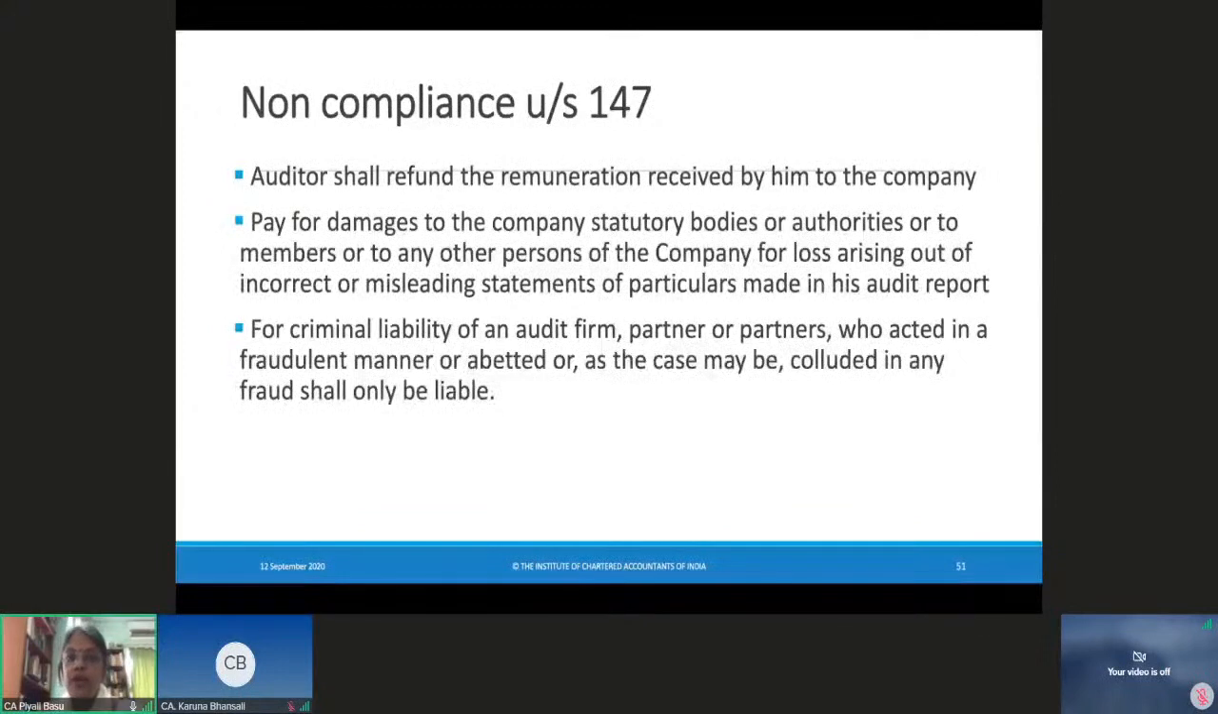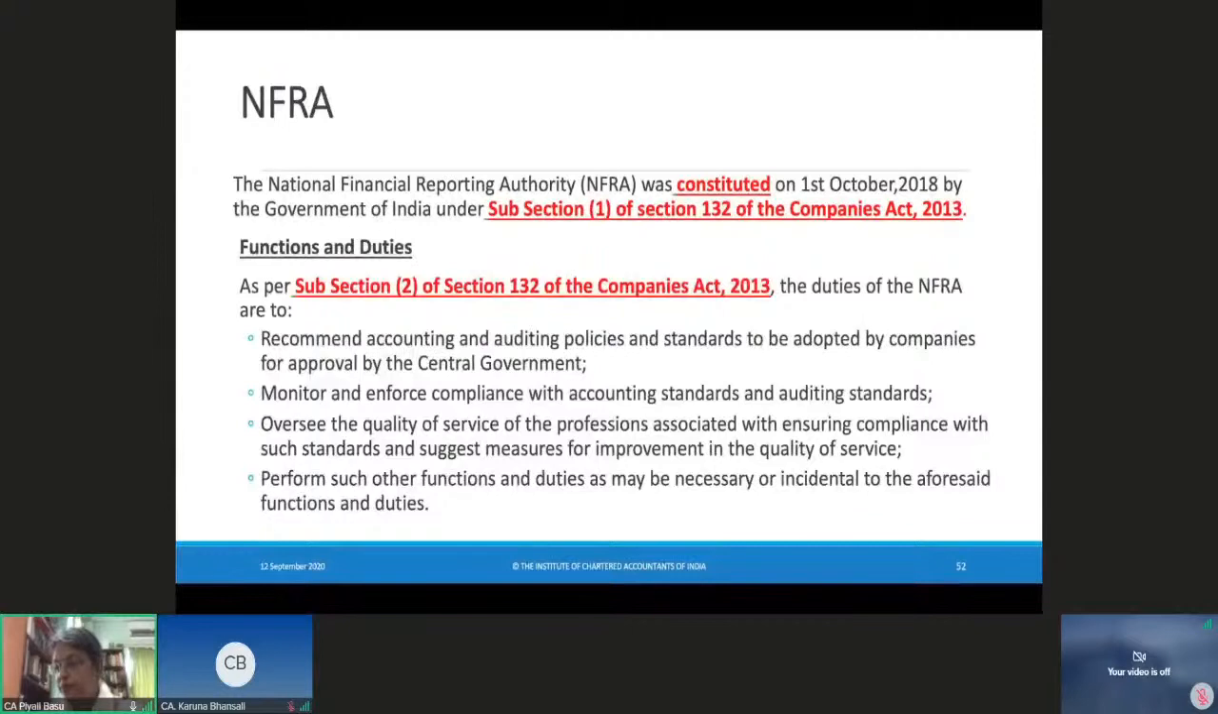And some more: if there is such non-compliance, a refund has to be made. The audit fees have to be refunded to the company, and they must pay for damages if they claim. And please remember, for criminal liability of an audit firm, only the partner or partners who acted in a fraudulent manner will be liable. Okay, the last one, this is what I was talking about. Do you have any question? No question? Okay.